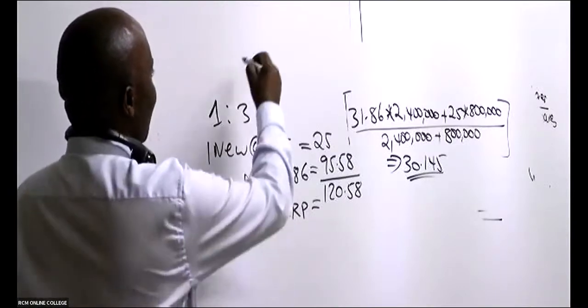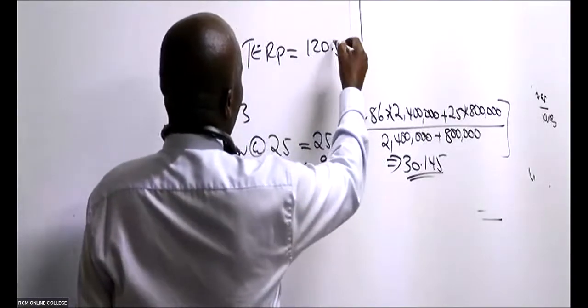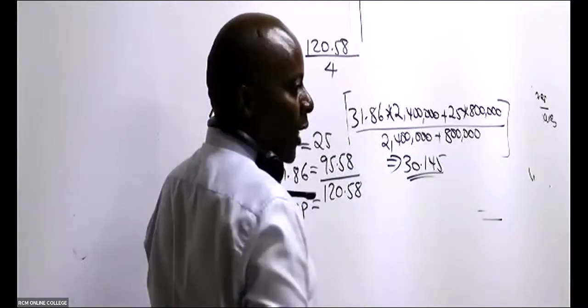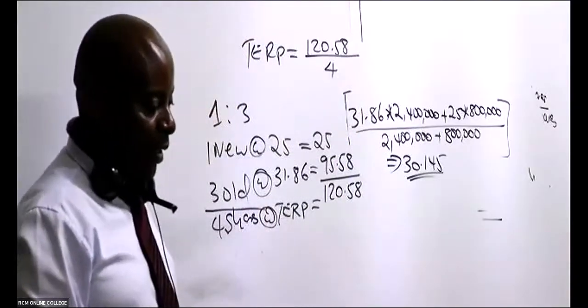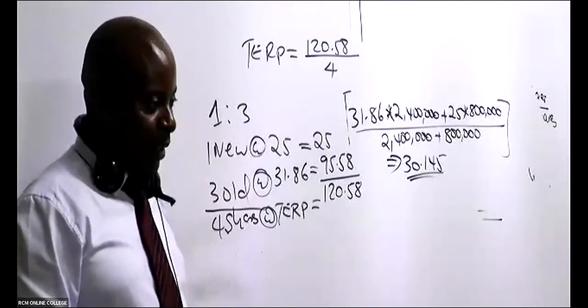So meaning that the TERP, if you make it the subject of the formula, it will be 120.58. You divide this by how many shares? By 4 shares. 120.58, divide this by 4 shares. Shall we get the same answer?